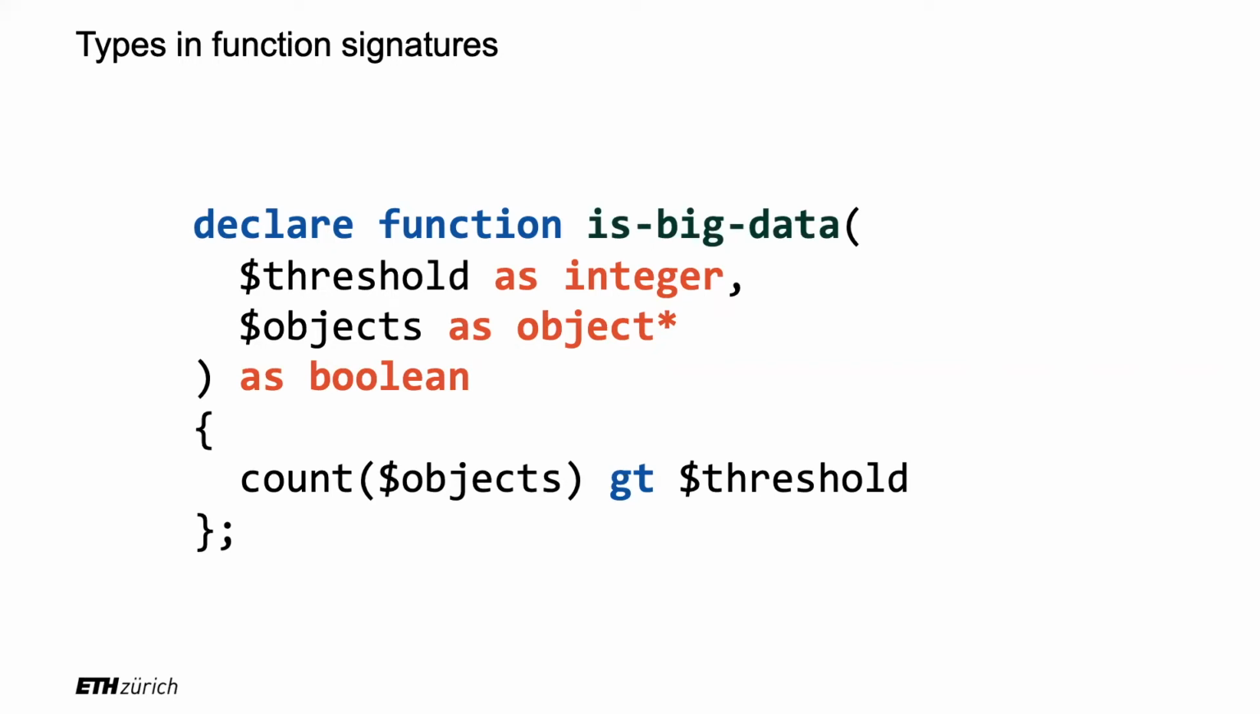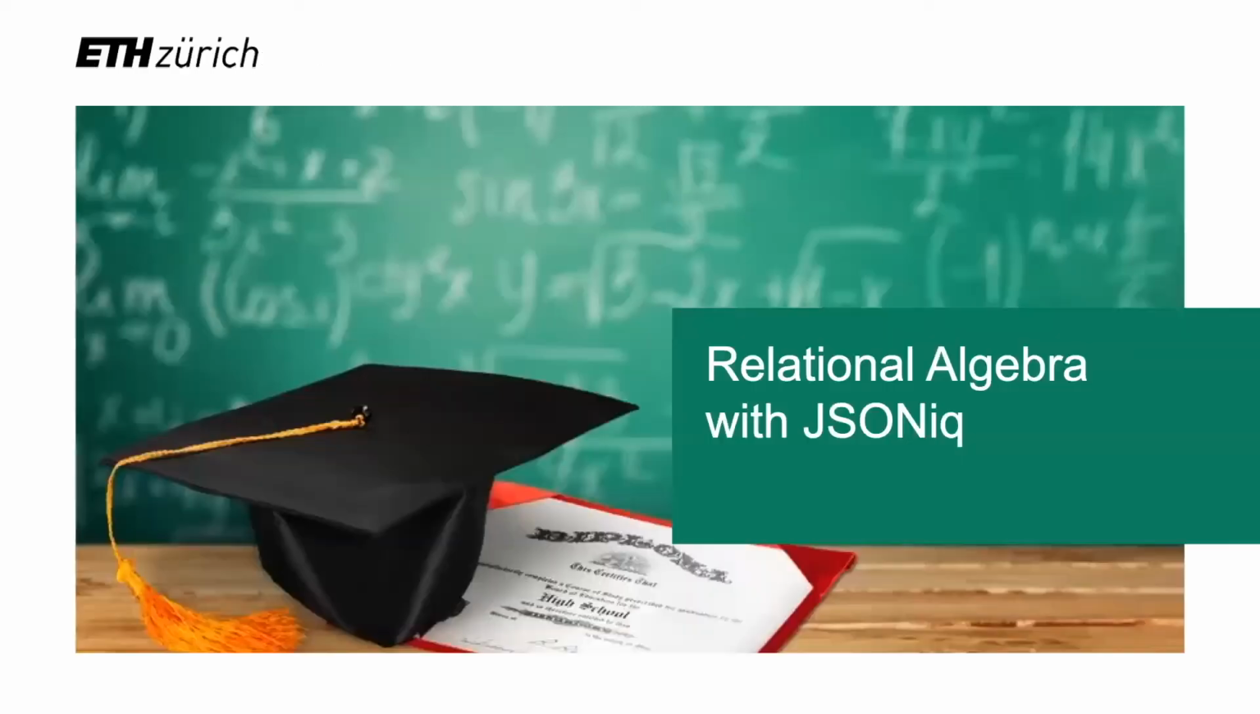What's very important is that you can do that, but you don't have to. It's also fine if you don't put any types in there. It's also fine if you just say declare function, $threshold, $objects, and that's it. So you have absolutely no obligation to declare your types. But if you do, it helps the engine to optimize a bit more.